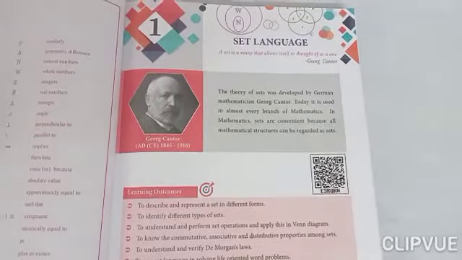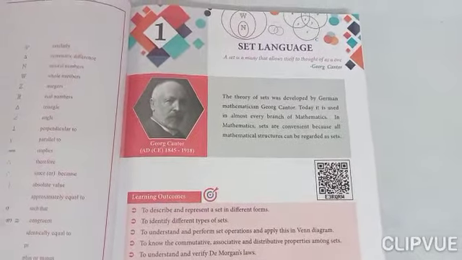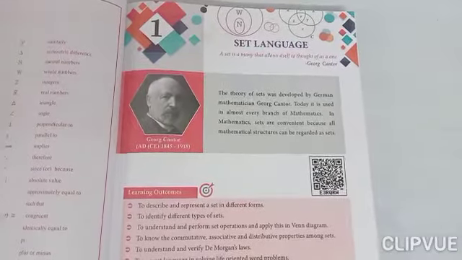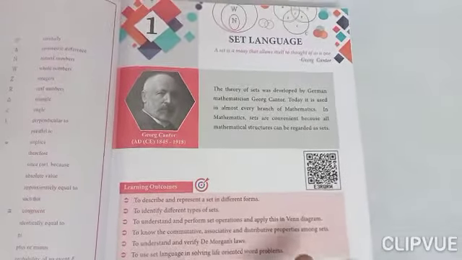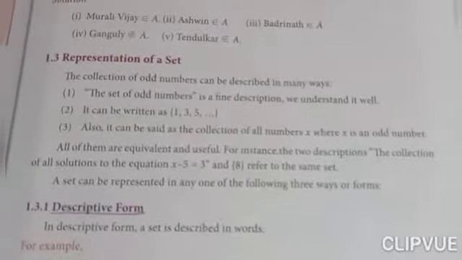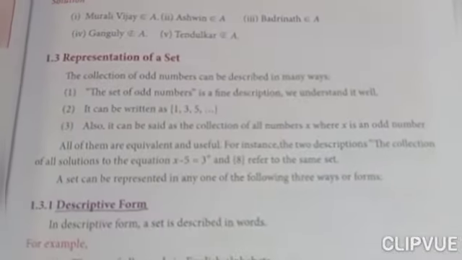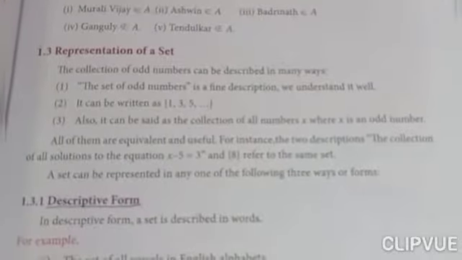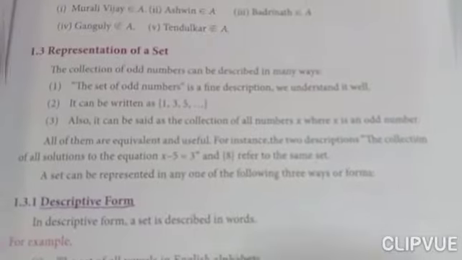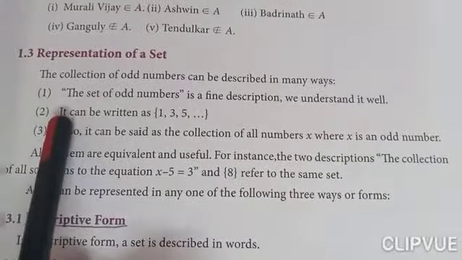In exercise 1.1 also, we completed the first three Roman numbers in order. Today we are going to learn representation of set. So what is the meaning of representation of set? First we have to understand this. Look at here. In the textbook they have given the example. Look at the first one.